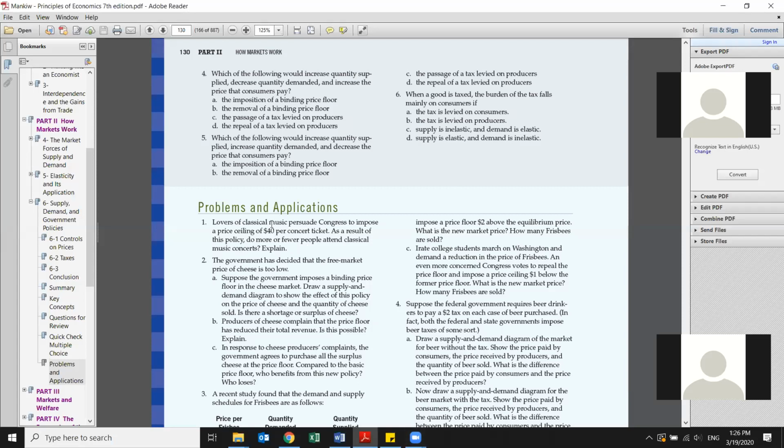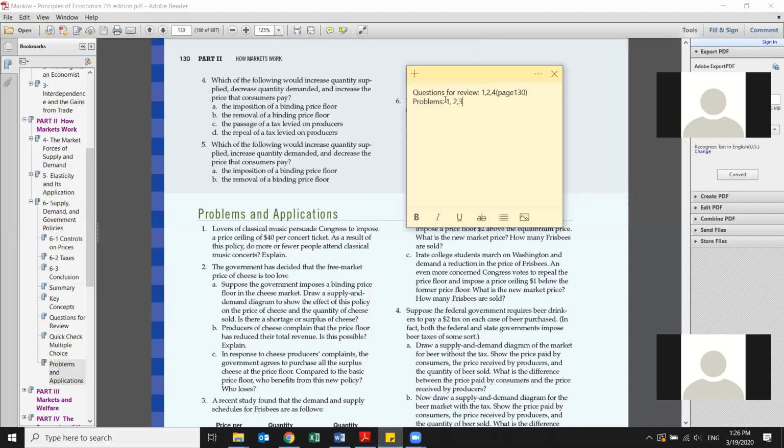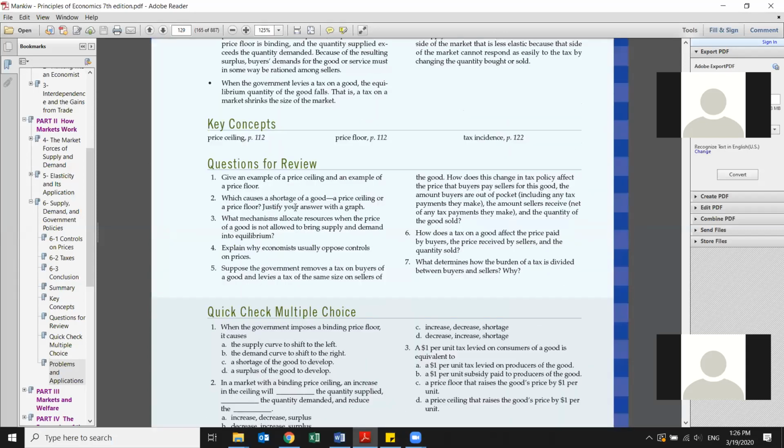Okay, here's the question. I took some notes. Question for review: give an example for price ceiling and for price floor. We did it already, so there is no need to do it. Which caused the shortage of goods, price ceiling or the price floor? You answer this question, guys. Which of the price regulation causes a shortage of goods, ceiling or the floor? Write down in the chat, please.